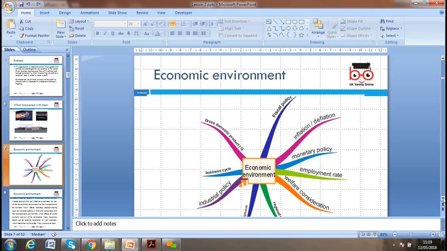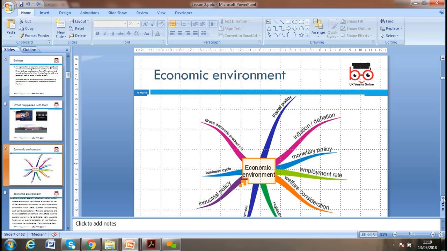Employment rate within a country, we need to look at that under the economic environment. We saw a significant drop in the unemployment rate in the UK, to less than 4%. It used to be 6-7% unemployment. So lower unemployment is always good. It means boosting economic activity.